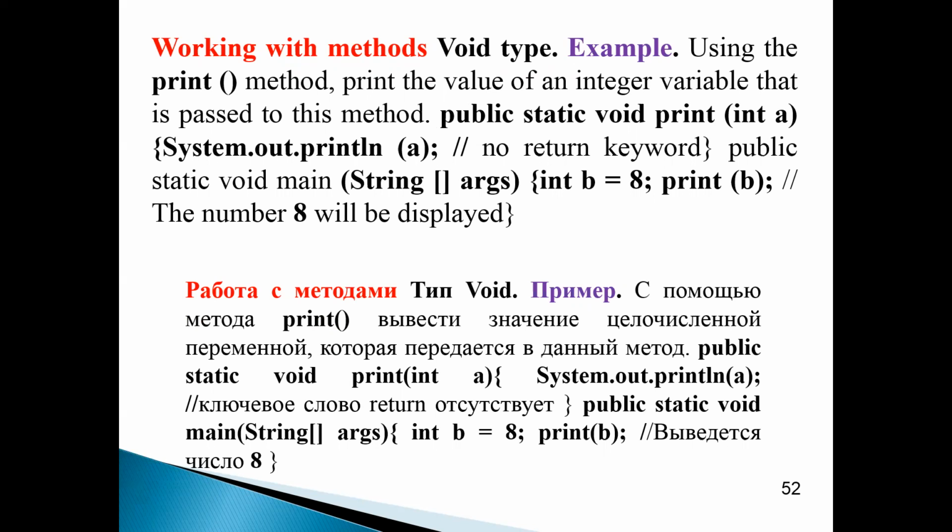Example, using the print round brackets method, print the value of an integer variable that is passed to this method. For example, line public static void print int a, system.out.println a in brackets. Comment, no return keyword. Public static void main. In brackets, you can see String, square brackets, args, int b equals 8, print b. Comment, the number 8 will be displayed.